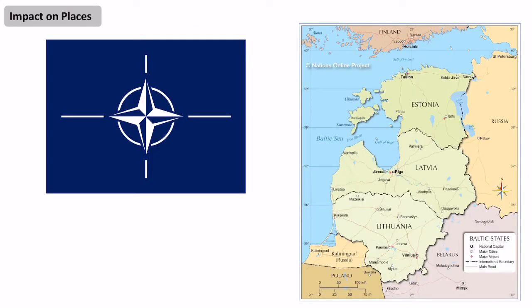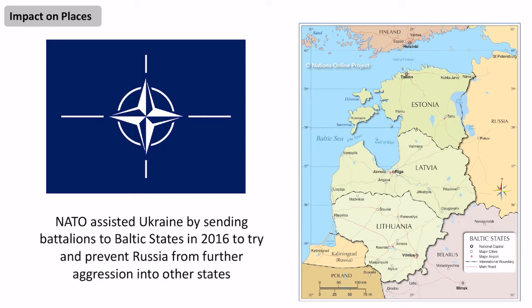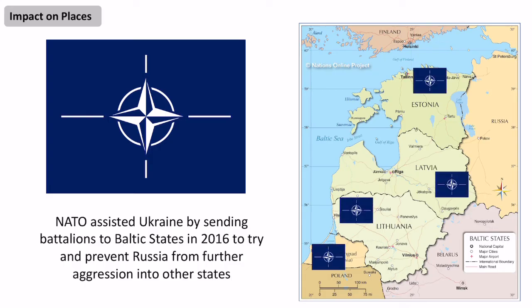We also see a reaction from global institutions. So NATO decided to assist Ukraine by sending battalions to the Baltic states to essentially act as a deterrent. So they were in Estonia, Latvia, Lithuania and Poland to make sure that Russia didn't try to make this into a movement into other countries.